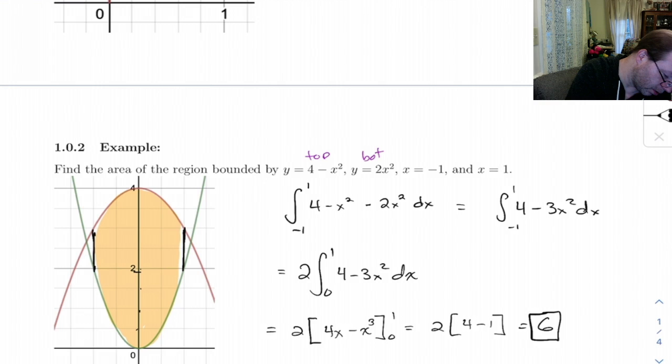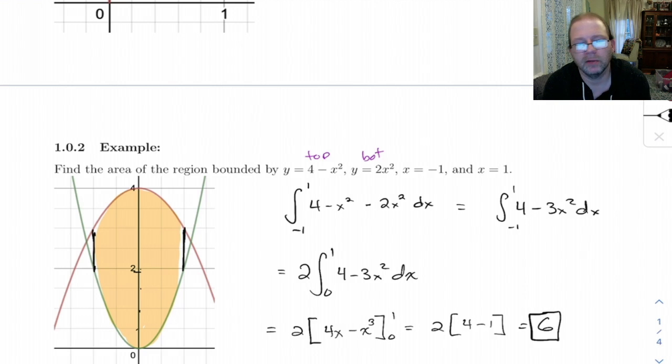Let's see. I'm going to count the ones that are mostly full. 1, 2, 3, 4, 5, 6, 7, 8, 9, 10, 11, 12, 13, 14, 15, 16, 17, 18, 19, 20, 21, 22, 23, 24. And there's a little bit more, but some of those squares that we counted weren't full. So yeah, it looks correct.